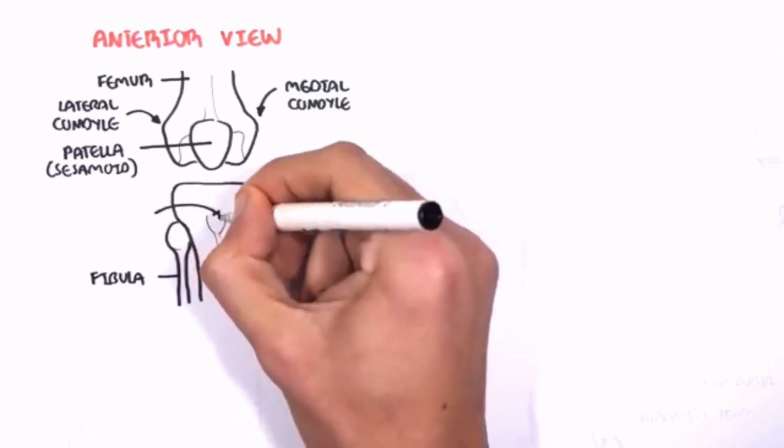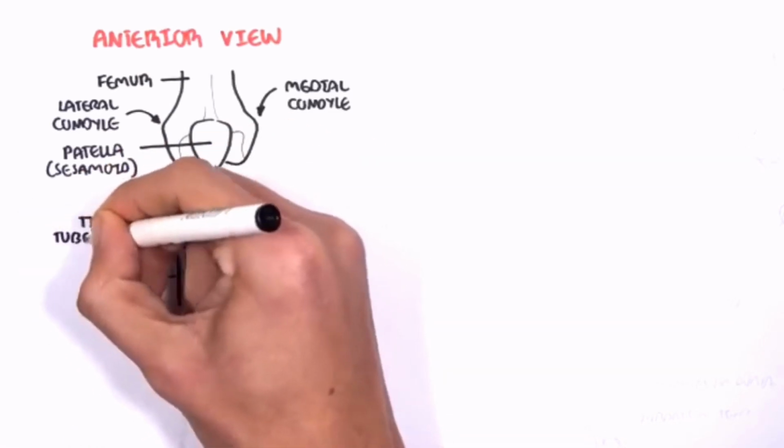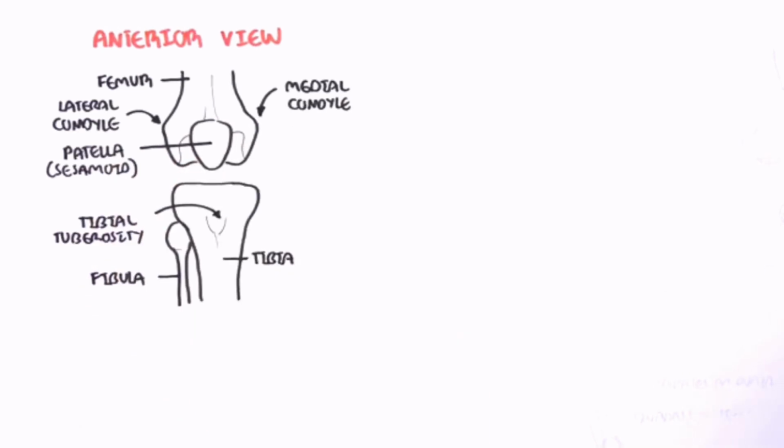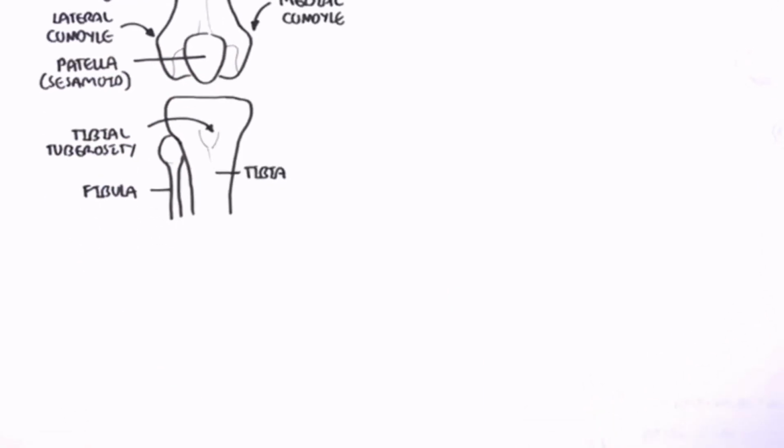The tibia has a tibial tuberosity here, which can get inflamed. When it gets inflamed, it is known as Osgood-Schlatter syndrome.